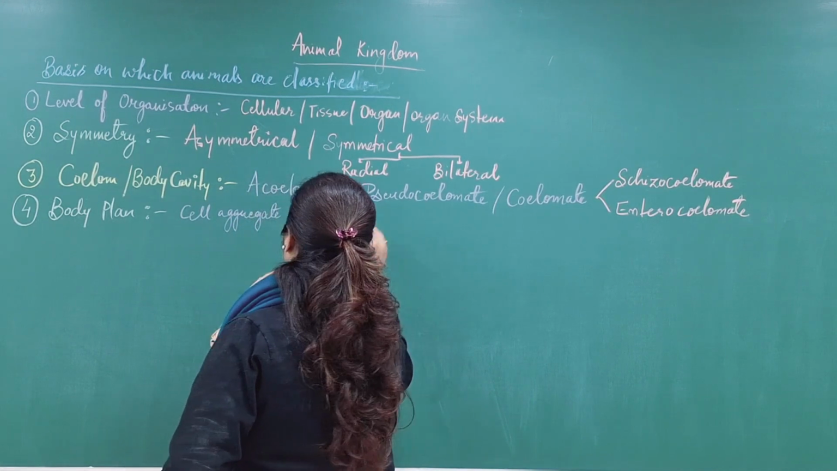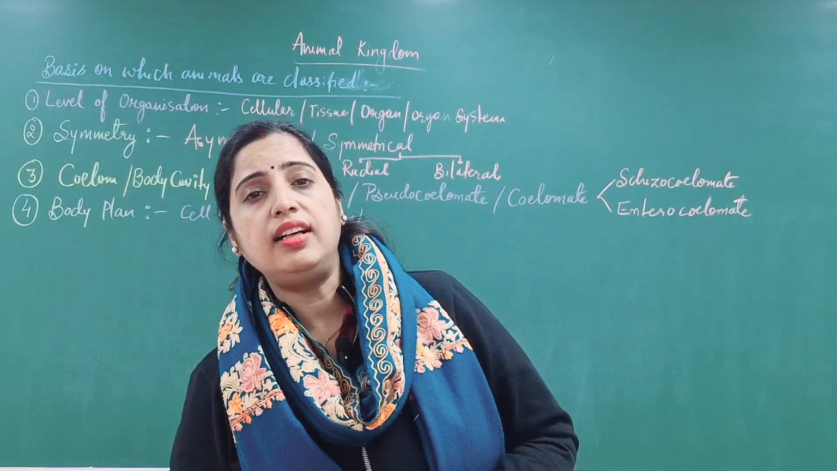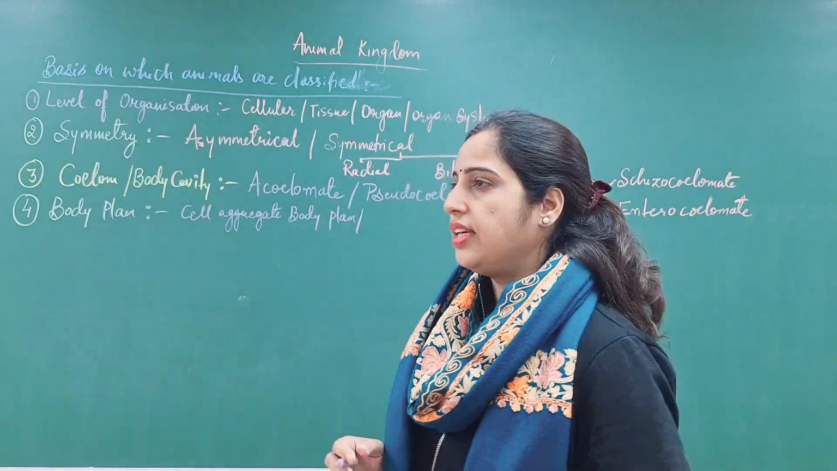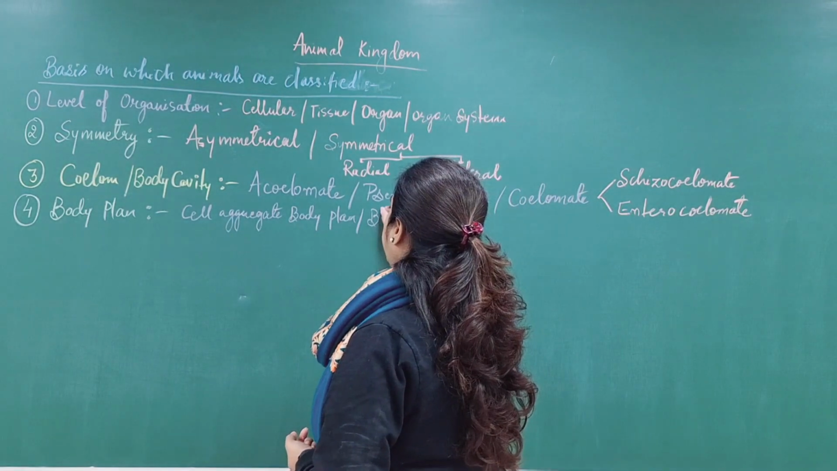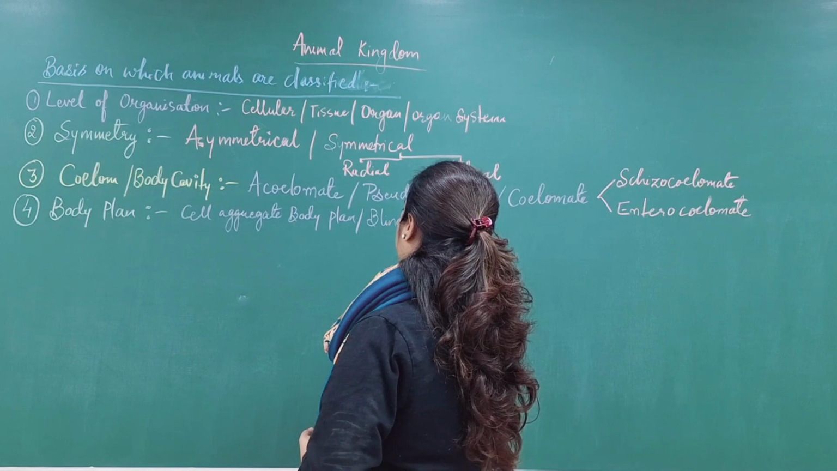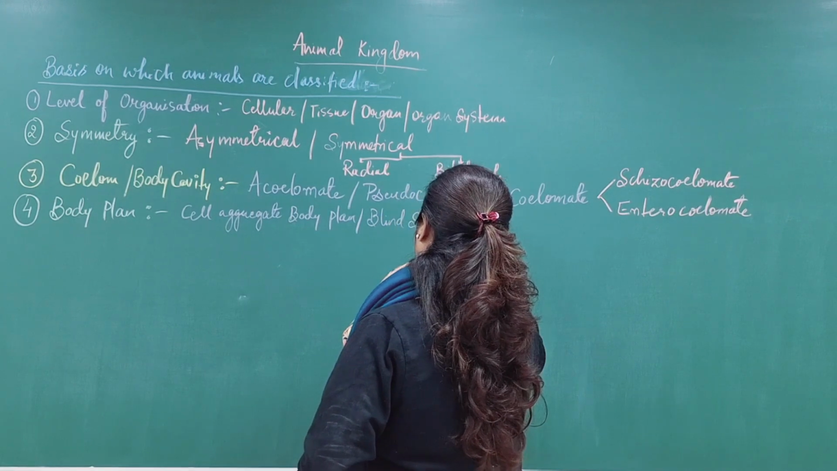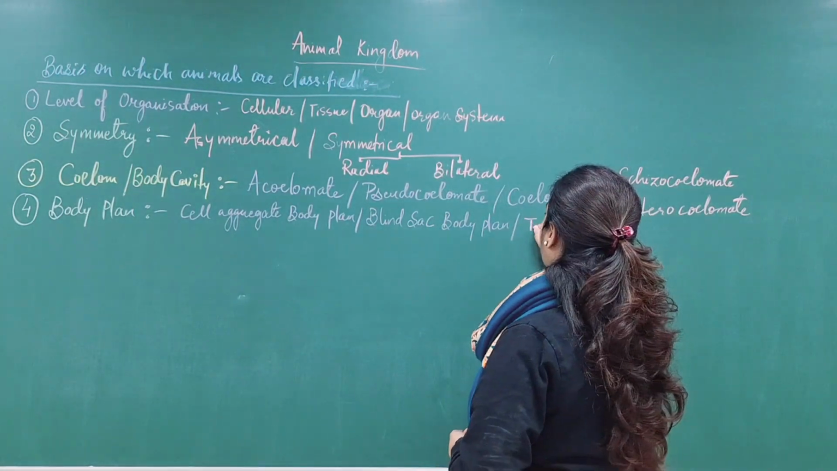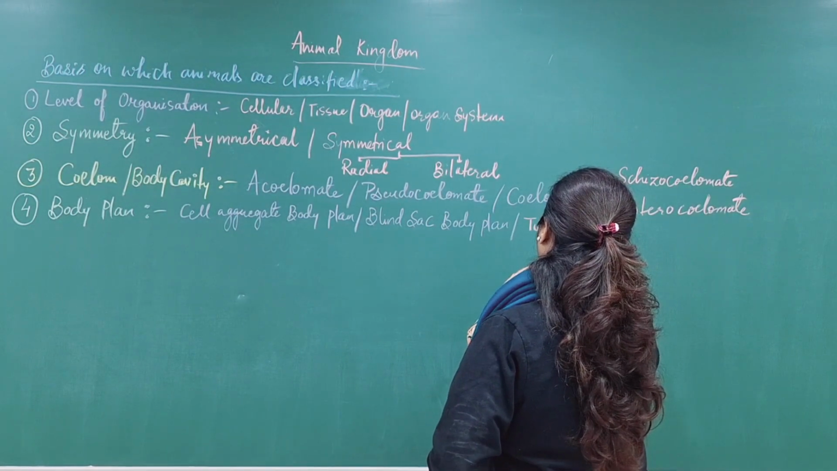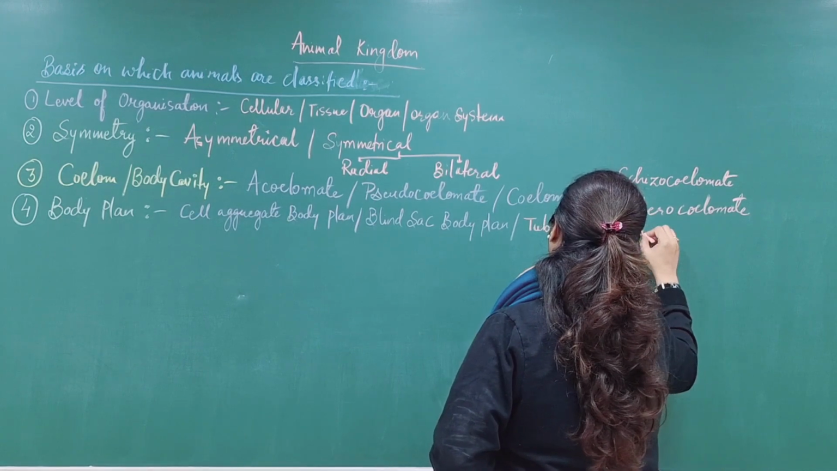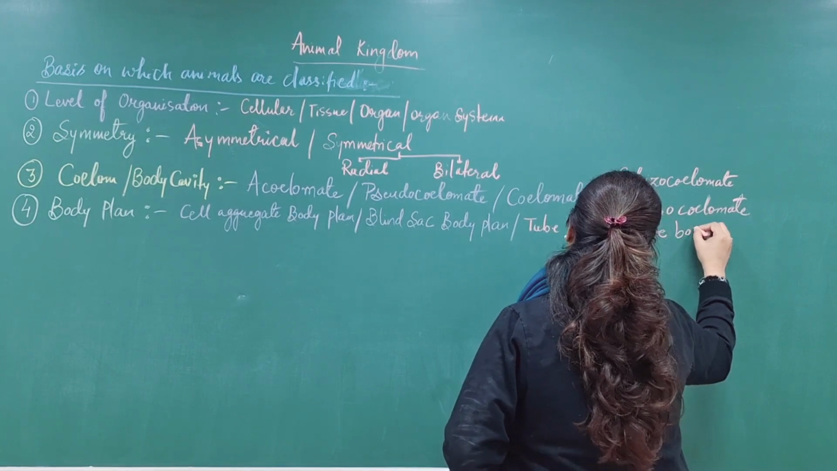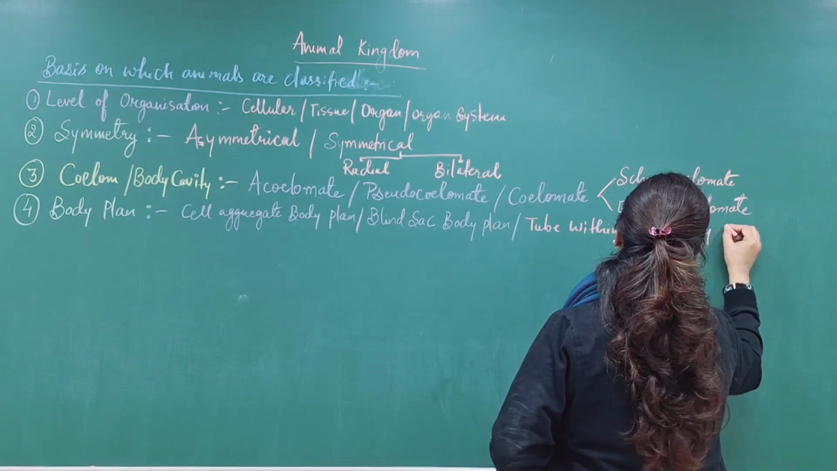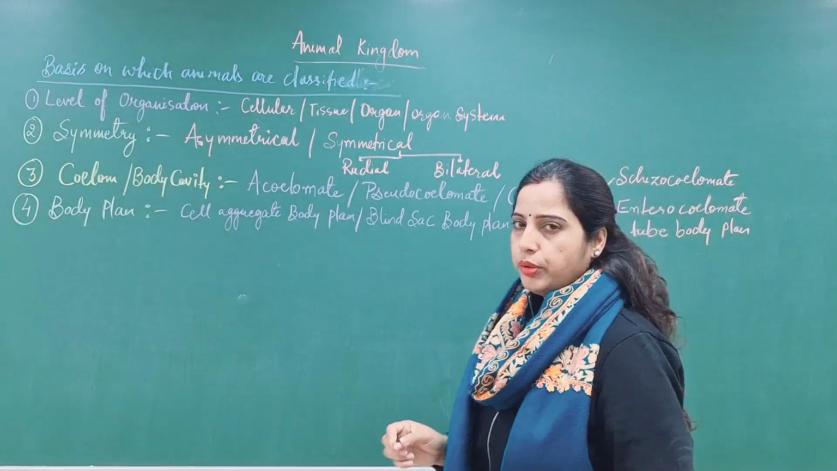There are some organisms which have just a single opening in their body, like coelenterates. They have a blind sac body plan. And the most common one is the tube within tube body plan, which in humans has two openings, the mouth and the anus. Tube within tube body plan. I hope you are getting this.